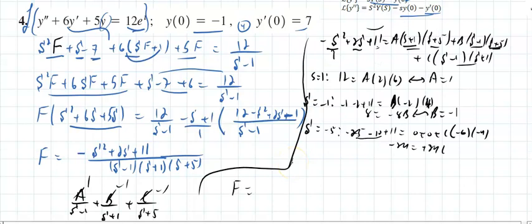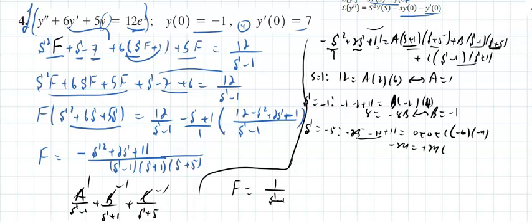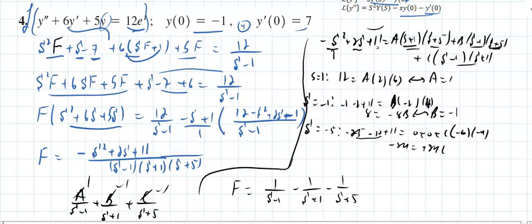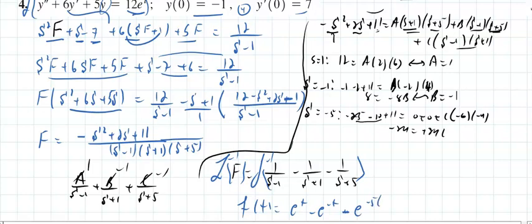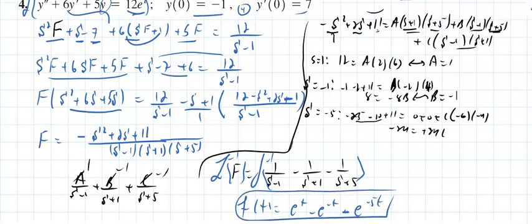So we're looking at f equaling 1 over s minus 1 minus 1 over s plus 1 minus 1 over s plus 5. And if we apply the inverse Laplace transform, I get the solution to be e to the t minus e to the negative t minus e to the negative 5t, and this is all divided by 4.